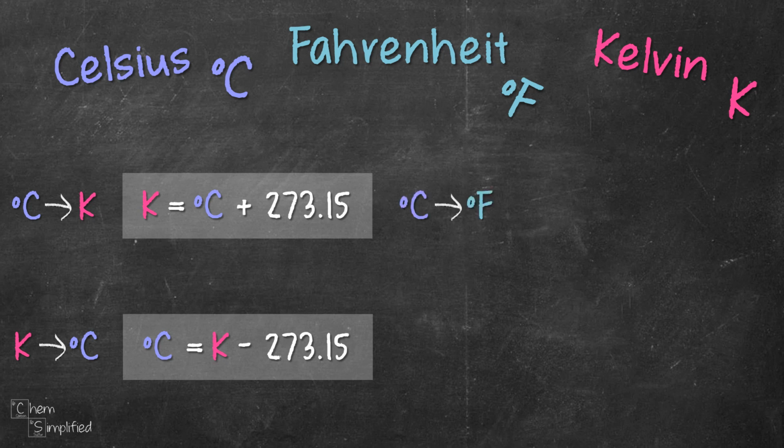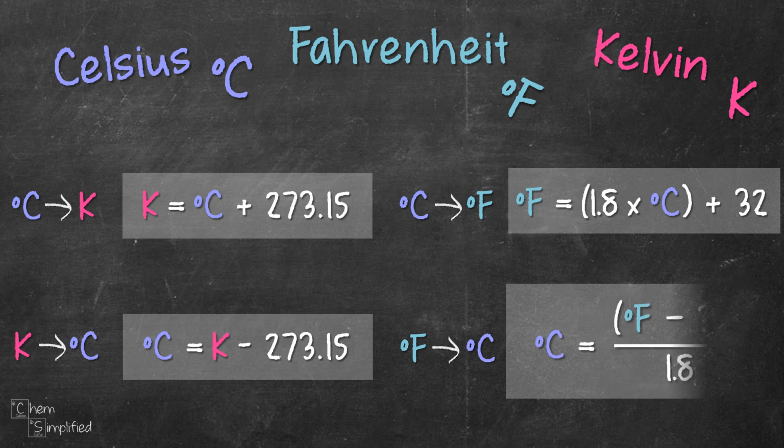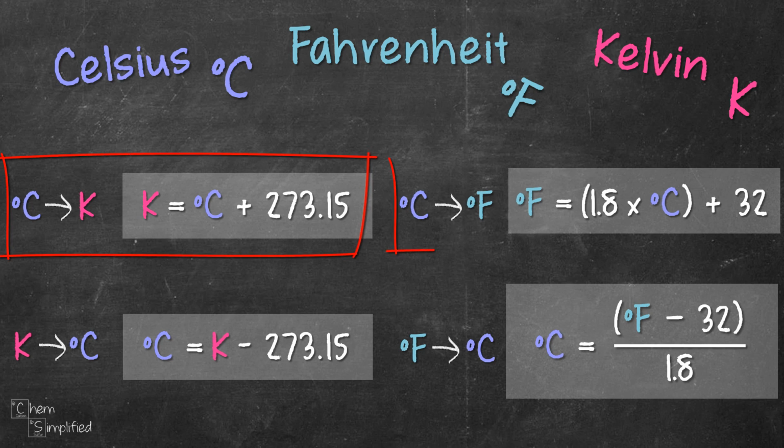Converting from Celsius to Fahrenheit requires multiplication of the temperature in Celsius with 1.8, and then we add 32. If we need to do the reverse conversion, meaning from Fahrenheit convert to Celsius, all we have to do is rearrange the formula a little bit, and we get subtract 32 from the temperature in Fahrenheit, and then divide the whole thing by 1.8. Basically, all we have to do is remember the conversion from Celsius to Kelvin and Celsius to Fahrenheit, and then we can interconvert back and forth between the three units.